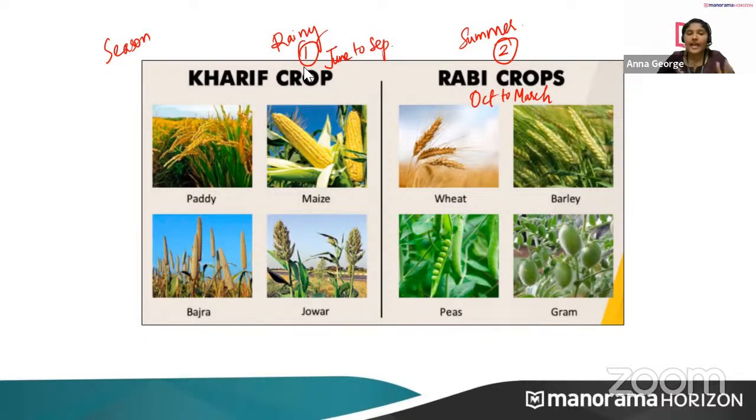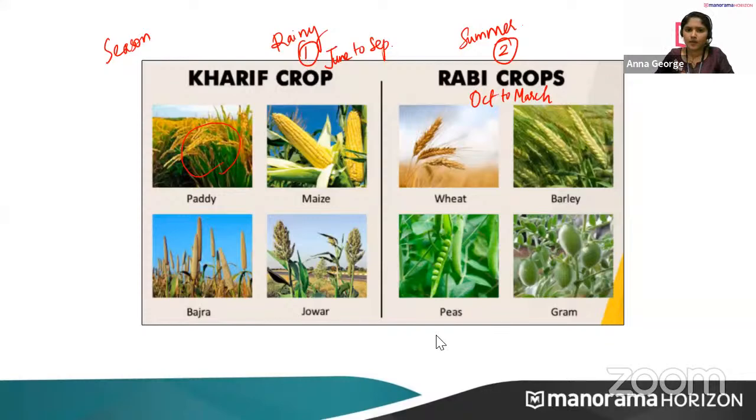Is it clear? These are the examples of some kharif crops and rabi crops. Can I ask you a question? Why is paddy considered a kharif crop? Because it is sown or grown in the rainy season. Why is this paddy crop not grown in the winter season? Can this paddy crop be grown in winter?